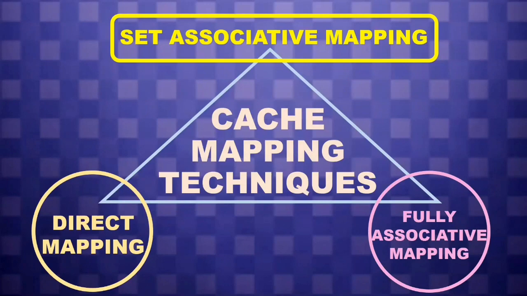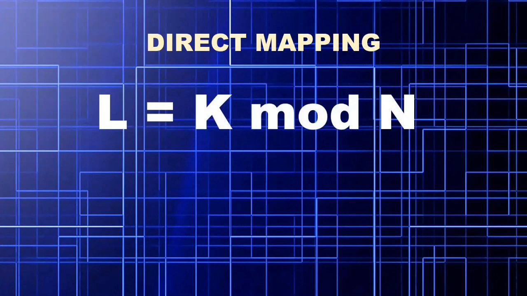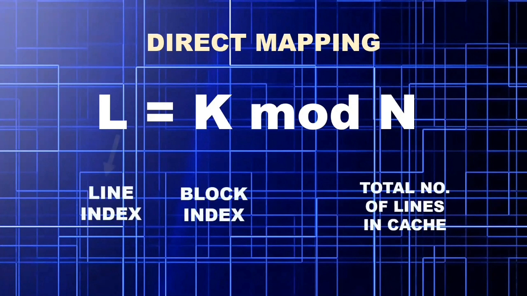Now move to direct mapping. In direct mapping, there is a direct formula by which a particular block of the RAM will map to a particular line of the cache. So let's see the formula. The formula is L equals K mod N. Here L means line index, K means block index, and N is the total number of lines present in the cache. You have to memorize this formula.